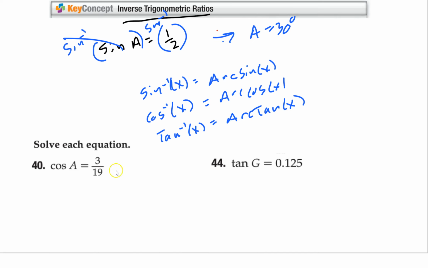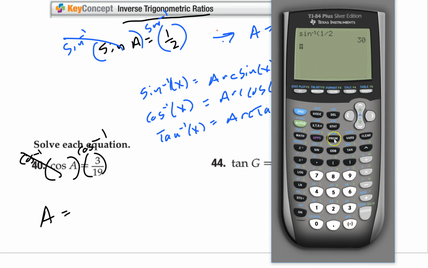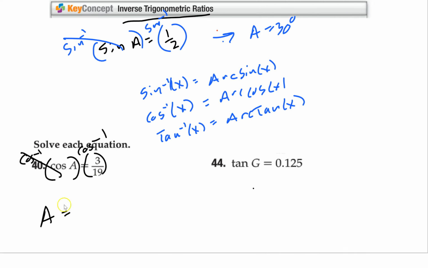The one down here, same idea. I want to get rid of the cosine, so let's do cosine inverse of both sides, or arc cosine. These cancel, you get a equals cosine inverse of 3 over 19. So second cosine, 3 divided by 19. 80.9 is what I saw. So 80.9 degrees. And then same thing there, do tan inverse, blah blah blah. We got the gist.